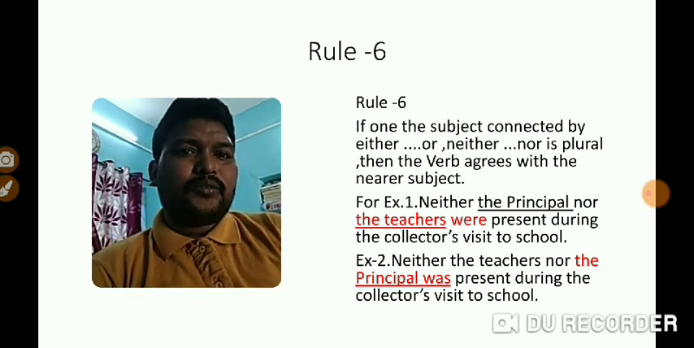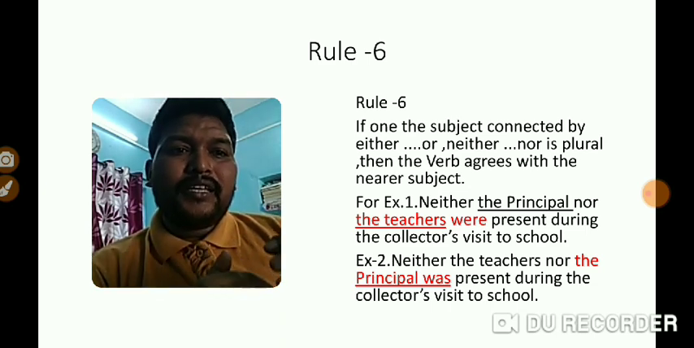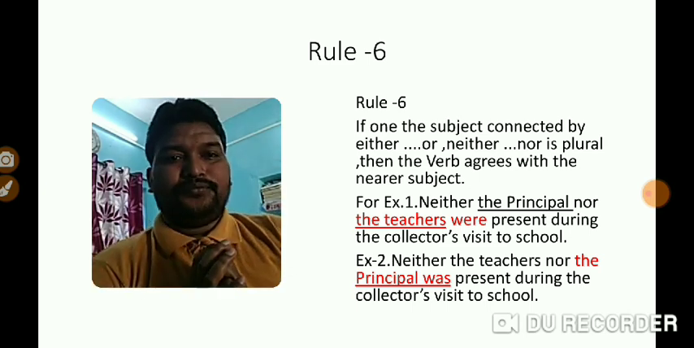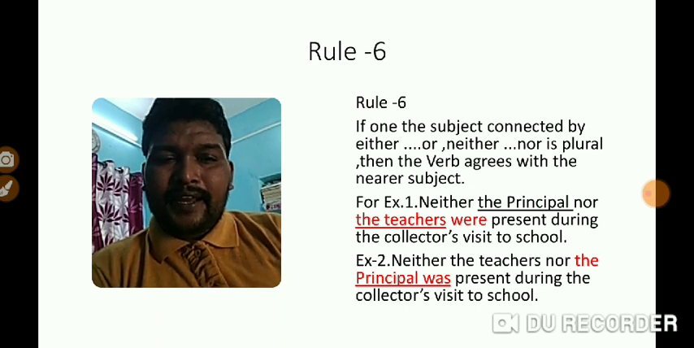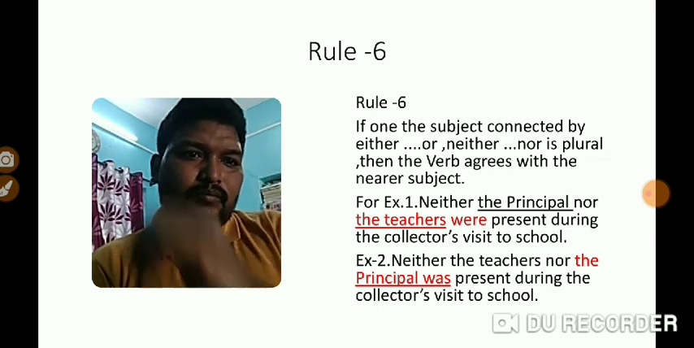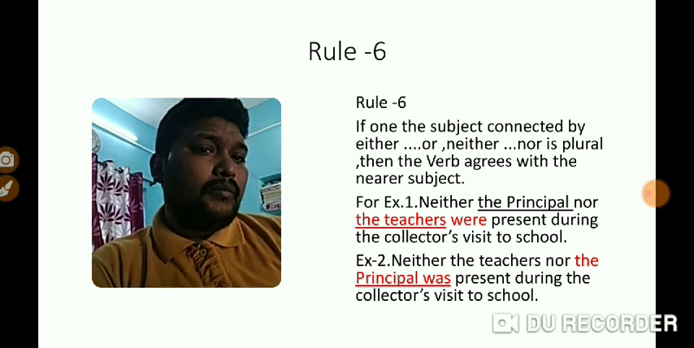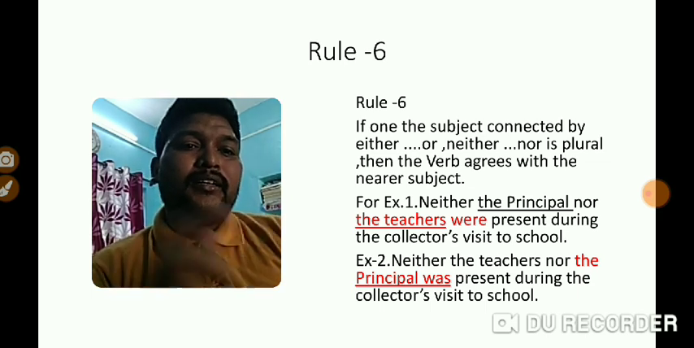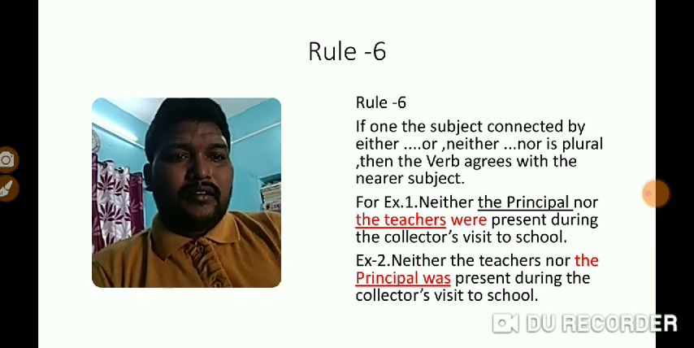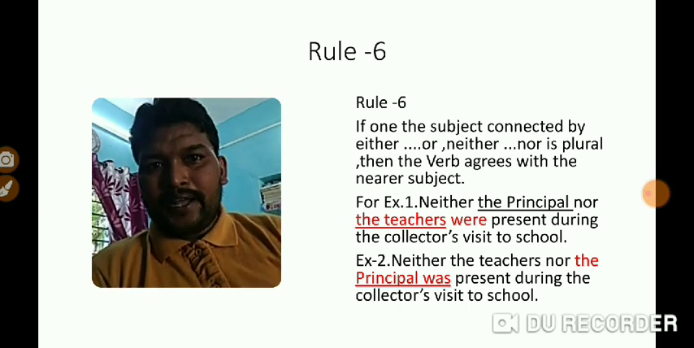In such cases, the verb usually agrees with the second one, the nearer one. So what is the second one here? The teachers. The first one was the principal, so that is not the nearer one. The teachers, the second subject, is nearer to the verb, hence the verb would agree with the teachers. That is why I have written here, neither the principal nor the teachers were present during the collector's visit to school. I hope it's clear now.